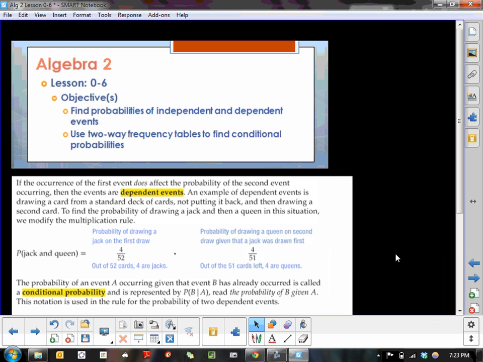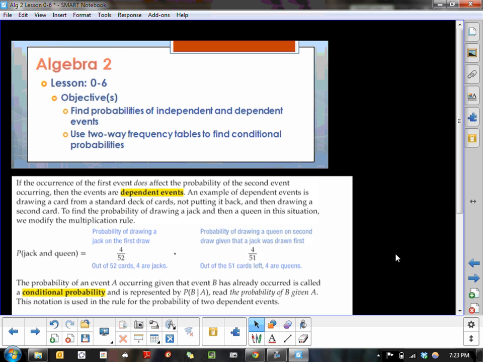The second concept we're going to look at is how do we calculate the probability of dependent events. Certainly not all events are independent of each other, and one trial could impact the following trial, and that's what we're going to look at here. If the occurrence of the first event does affect the probability of the second event occurring, then the events are called dependent. So dependent means if we have the first trial, it will somehow impact the results of our second trial.